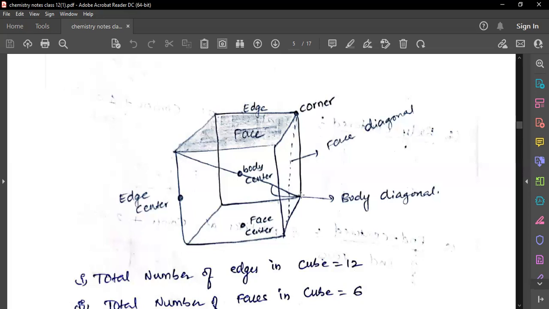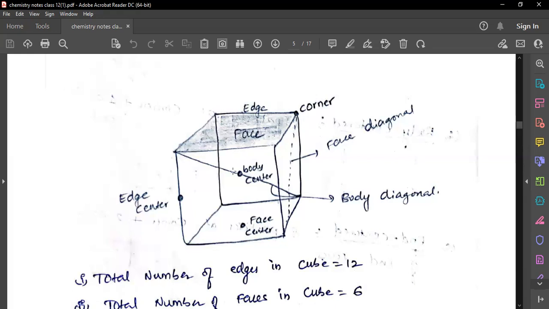Anyone? What is the length of the face diagonal? Whether you know or don't know, or any guess? Face diagonal length is root 2 a. If the edge length is a, then the face diagonal length will be root 2 a.